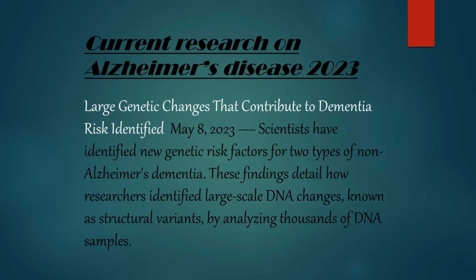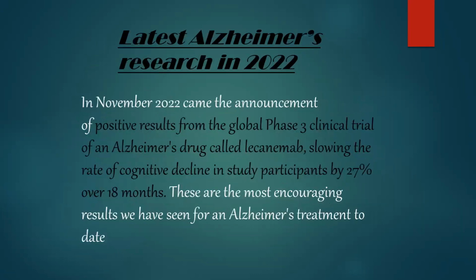How is dementia caused? Dementia is caused by damage that interferes with the ability of brain cells to communicate with each other. When brain cells cannot communicate normally, thinking, behavior, and feelings can be affected.